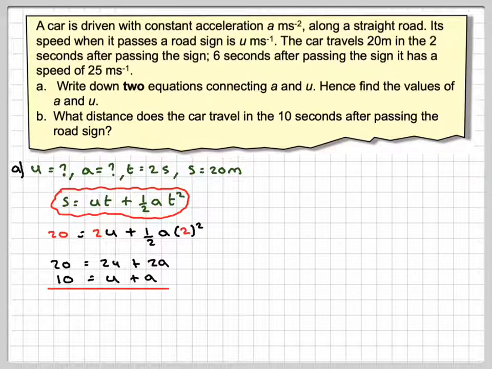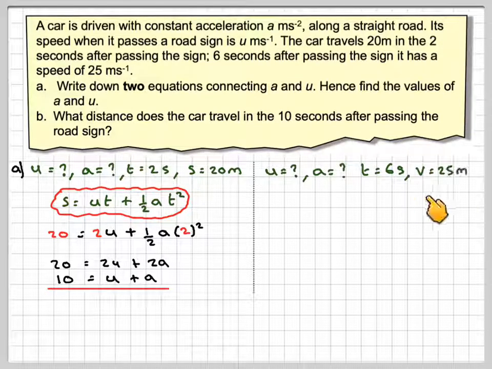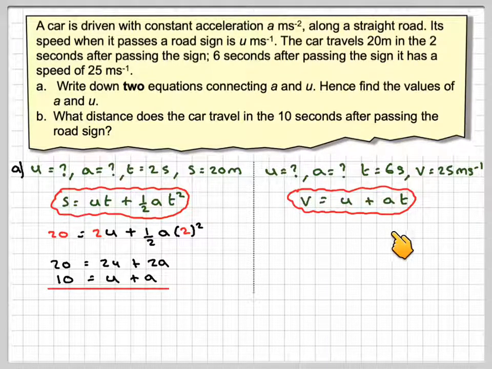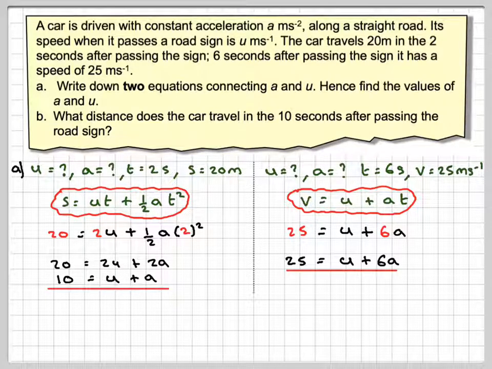Using the other bit of information, 6 seconds. So u we don't know, t is 6, but the final velocity is 25 meters per second. So if we use v = u + at, we know that 25 = u, which I need to find, and t is 6, so plus 6a. So just writing that out, that will be equation 1, and that will be equation 2. Now we can solve those simultaneously.